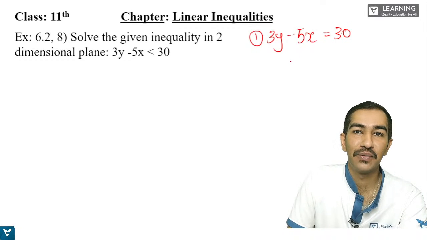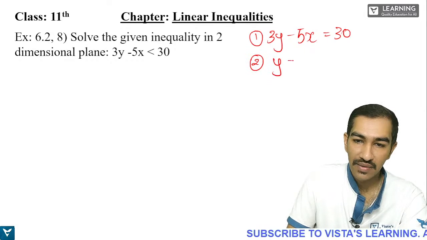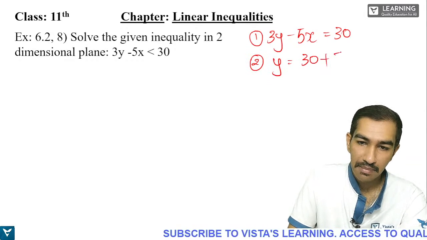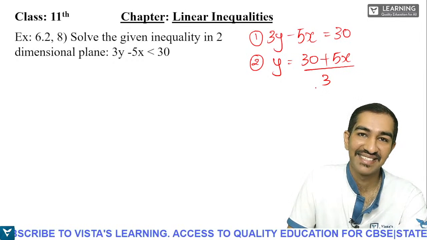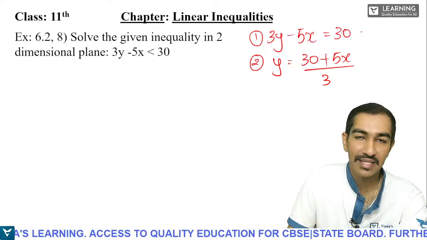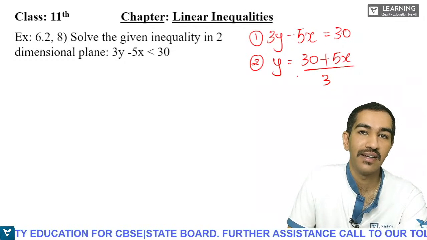What is step number 2? Find out what y is from the given equation. So this equation we got, from here you have to find out what y is. So y will be equal to 30 plus 5x, the whole divided by 3. Understanding? This 5x will go on that side, it will become plus 5x. Send 3 also on that side, and we get the value of y.